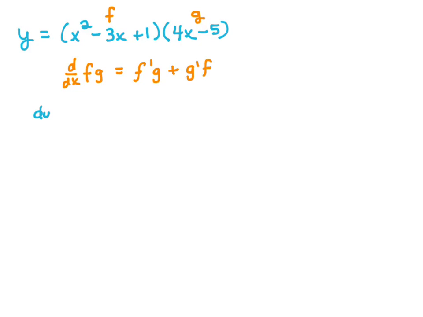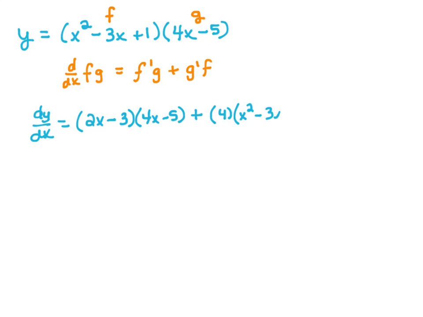So let's work this derivative. We're going to start off with f prime, which is the derivative of f, 2x minus 3, times the function g, which is 4x minus 5, plus g prime, the derivative of g, which is 4, times the function f, x squared minus 3x plus 1. And so now we need to multiply this out and combine like terms.